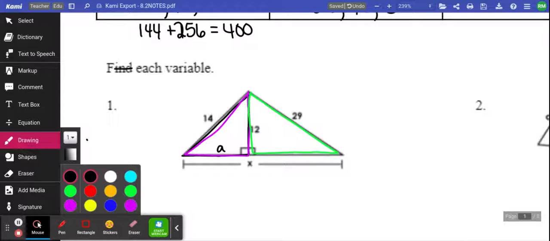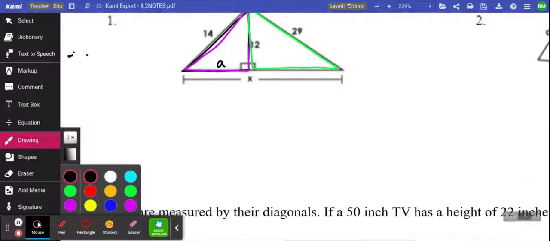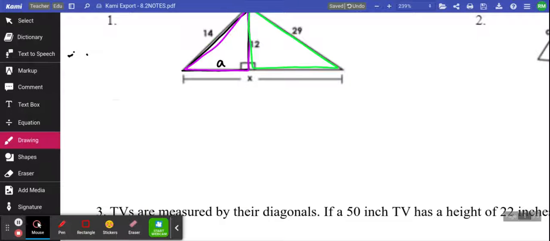So which one's our hypotenuse? The 14, the 12, or the A? 14. So we need to set up an equation like this: A squared plus 12 squared equals 14 squared, and solve so that we can get part of x. You're going to do the same thing with the other green triangle.